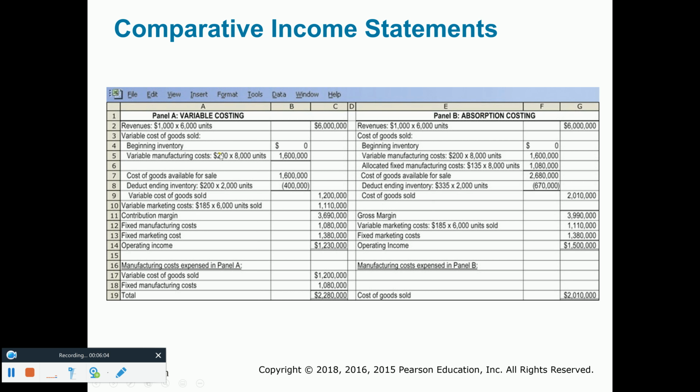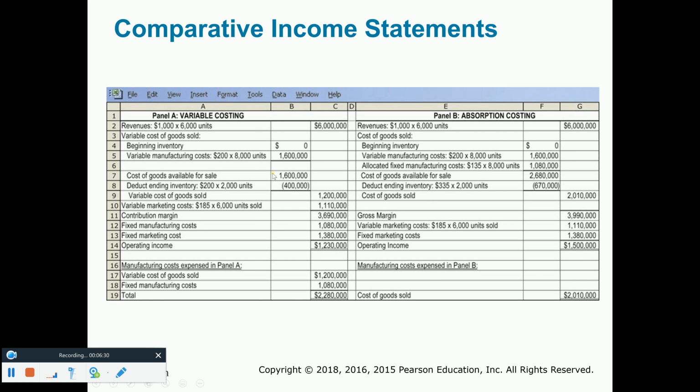And according to your textbook, we actually produced 8,000 units. So if we take the $200 times the 8,000 units, we will get $1.6 million. So beginning inventory of 0 plus additional manufacturing costs. Remember, materials, labor, overhead, 1.6 million gives us a subtotal, cost of goods available for sale.